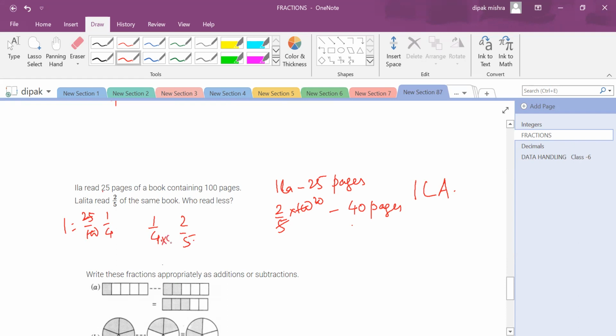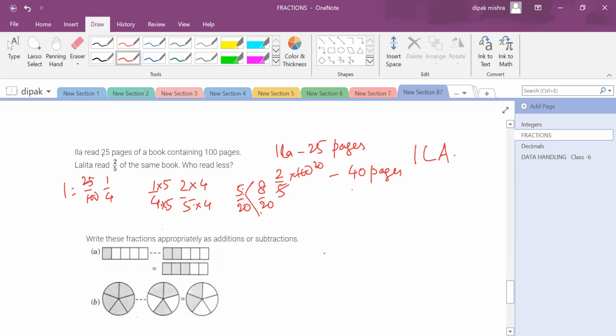20. So you make this 20 by multiplying it by 5, and this 20 by multiplying it by 4. So you are getting 5 over 20 and 8 over 20. Obviously 5 is less than 8. So 5 over 20 is less than 8 over 20. So Ella is reading less, because 5 over 20 is equivalent to 1 over 4.